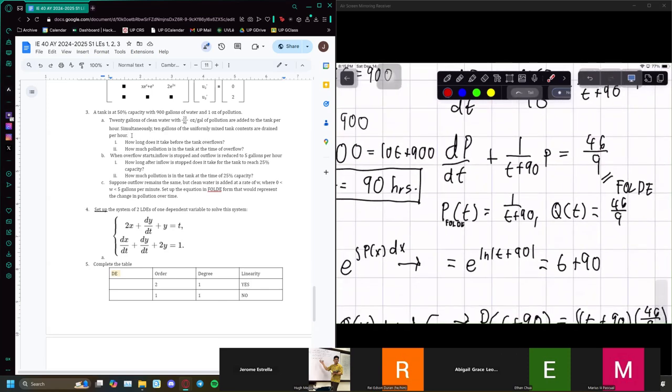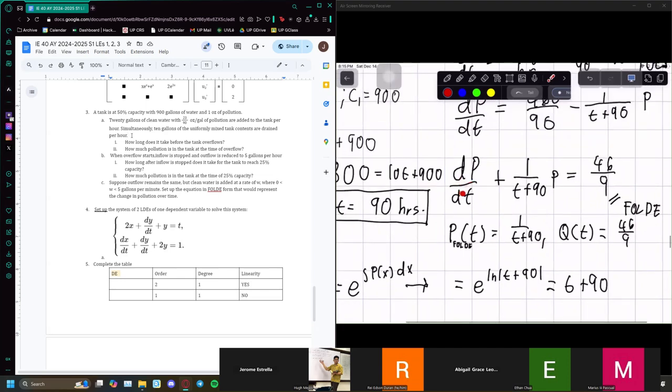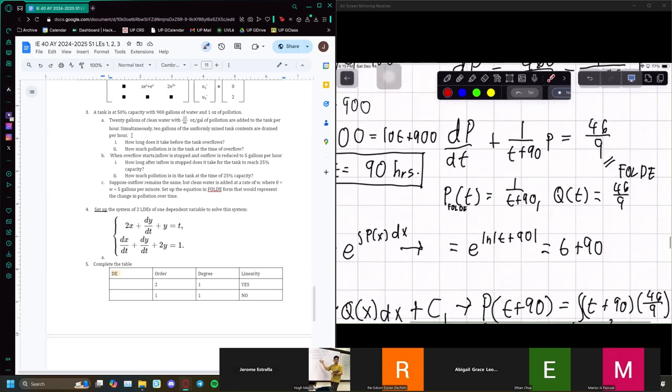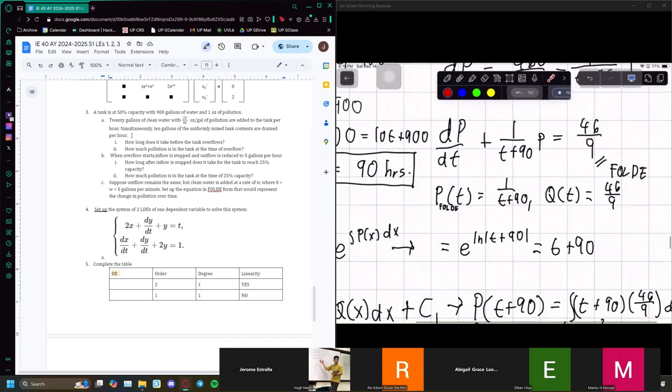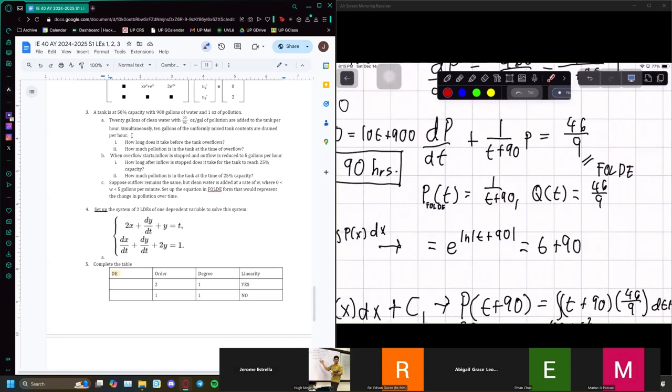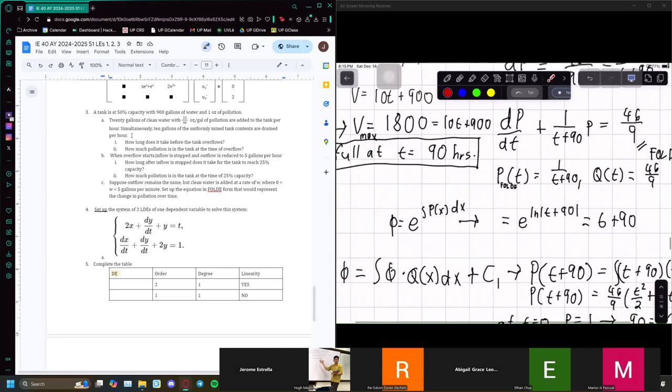Basically, if we change it to folder form, it's dp over dt plus 1 over t plus 90 times p equals 46 over 9. And then our p of t, and this isn't p as in pollution, this is p yung sa folder form, is 1 over t plus 90. And then our q is 46 over 9. And then we know that our integrating factor is going to be e to the integral of p of x, or in this case, p of t.